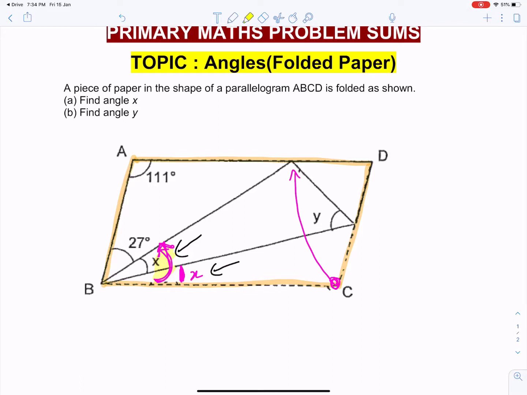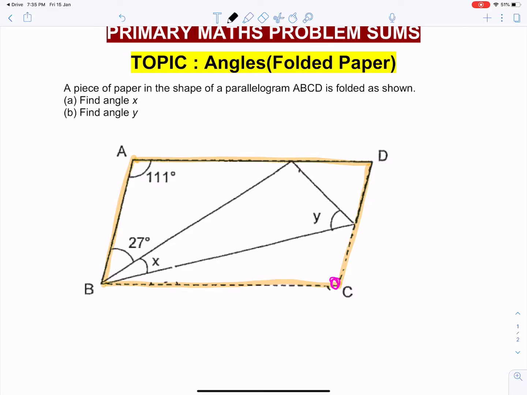Likewise, look at the very first arrow that I drew earlier. This particular section has merely been transferred to this side here. So over here, this black angle and this black angle here have to have the same value. Take note of that as we are doing this question.